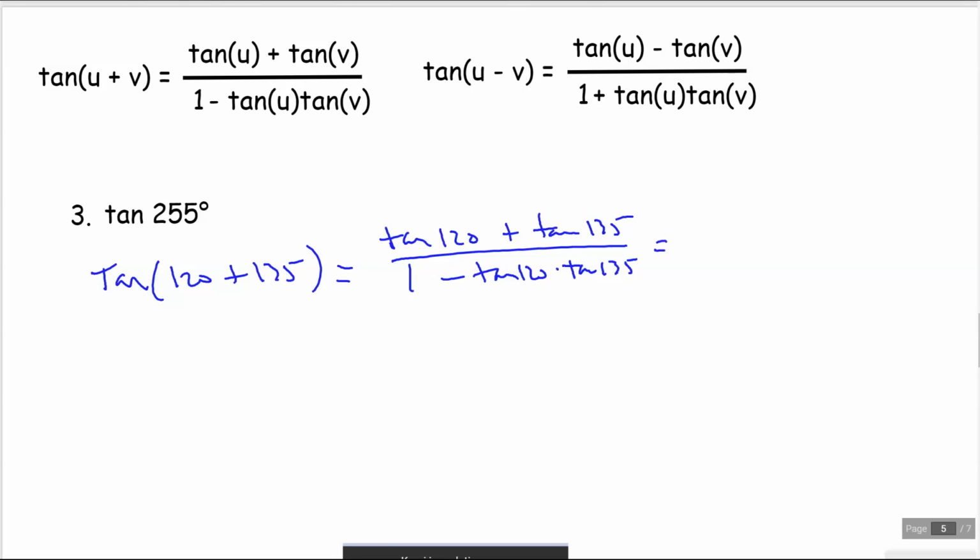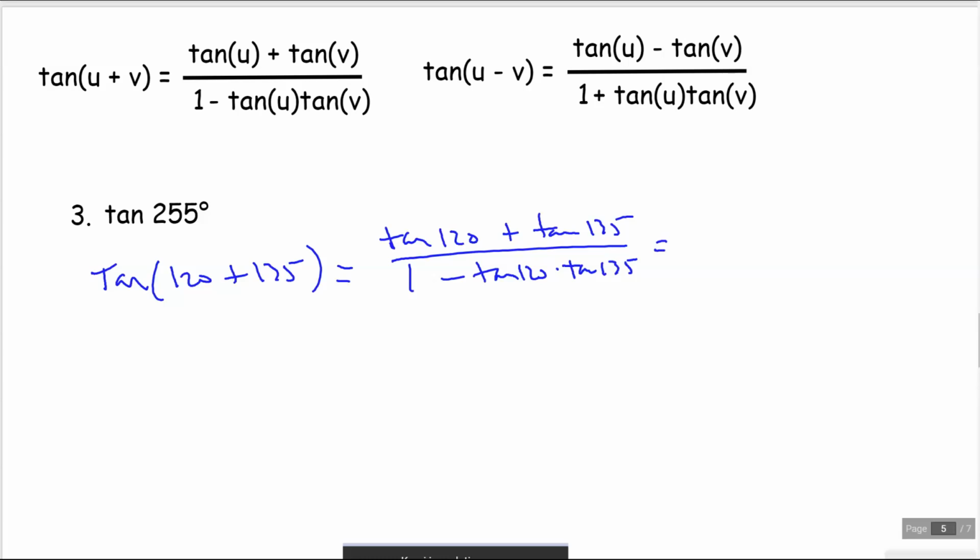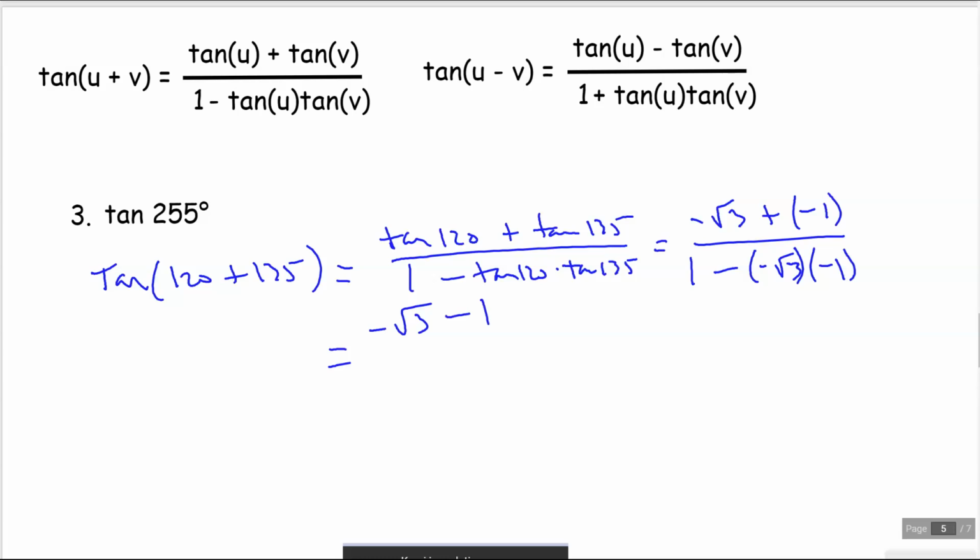Okay, so now remember, tangents are written on the outside. Okay, so tan of 120 is negative root 3, and tan of 135 is negative 1. Okay, so this is negative root 3 plus negative 1 all over 1 minus negative root 3 times negative 1. Okay, now a little cleaning that up. Negative root 3 minus 1 all over 1 minus root 3, because a negative root 3 times negative 1 is positive, and we still have that minus.